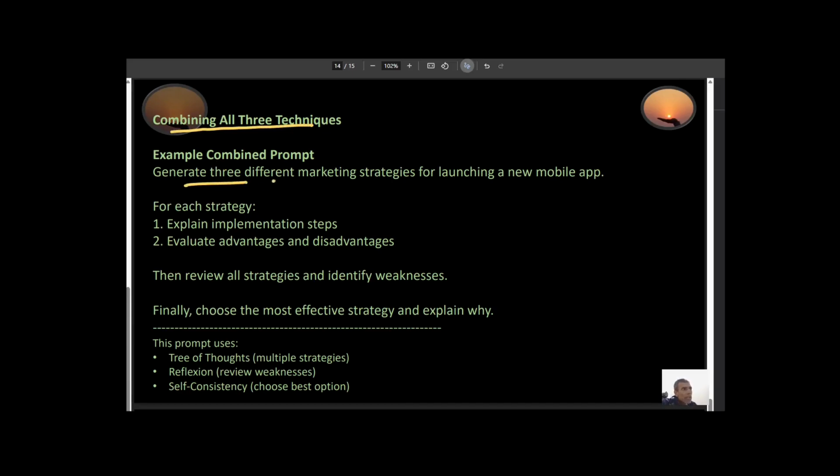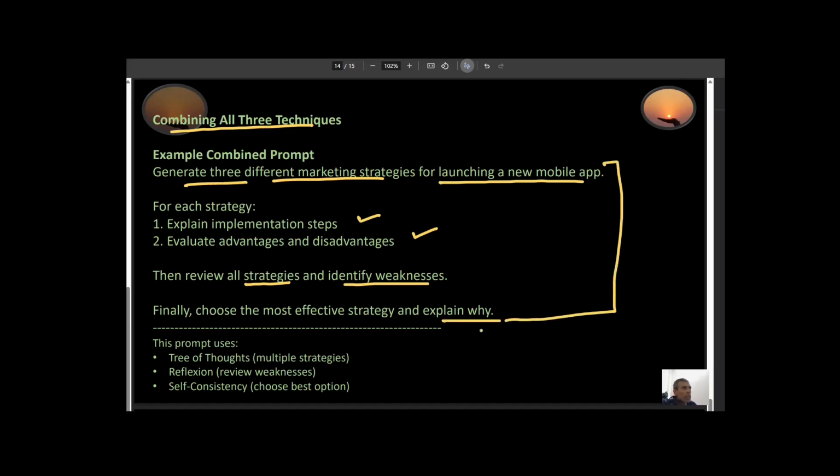Generate three different marketing strategies for launching a new mobile app. For each strategy, explain implementation steps and evaluate advantages and disadvantages. Then, I want you to review all strategies and identify weaknesses. Finally, choose the most effective strategy and explain why. So this particular prompt is using all three techniques.